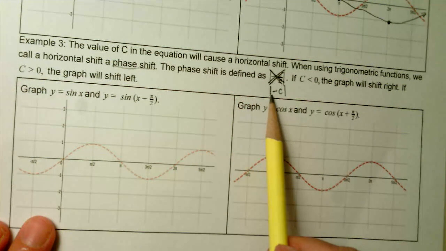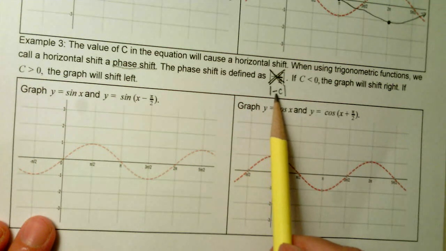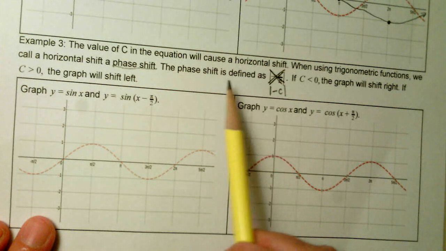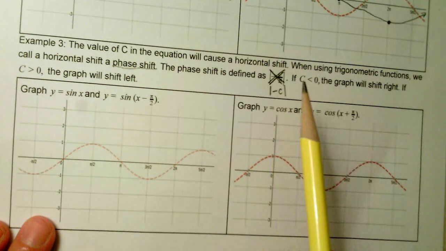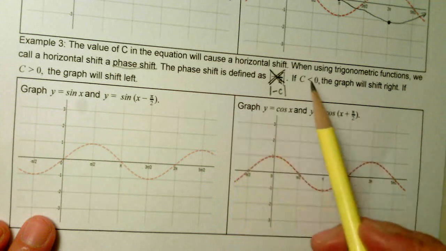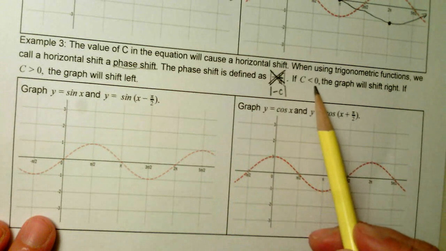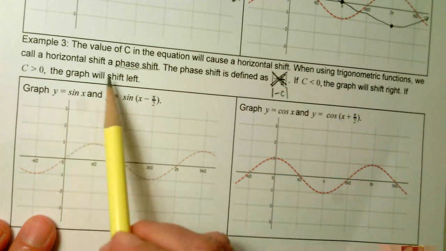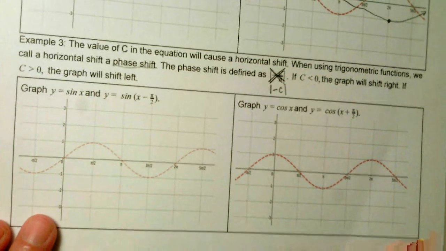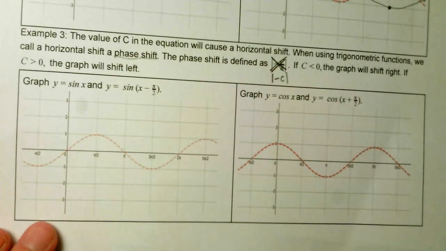So again, you never say the phase shift is negative pi. You would say the phase shift is pi units left or right. Okay, and you have to determine left or right. And the way we do that is if c is less than 0, the graph will shift right. And if c is greater than 0, the graph will shift left. This is the same as with our regular transformations.